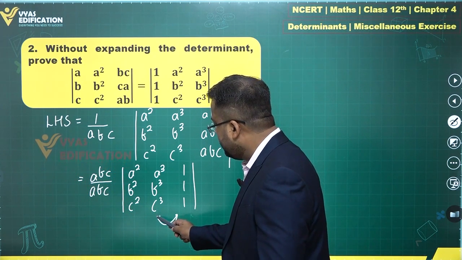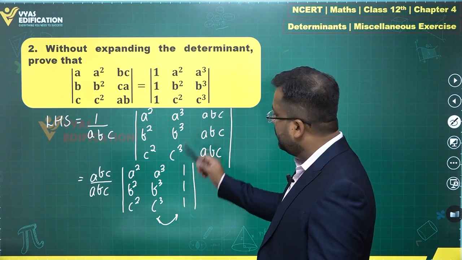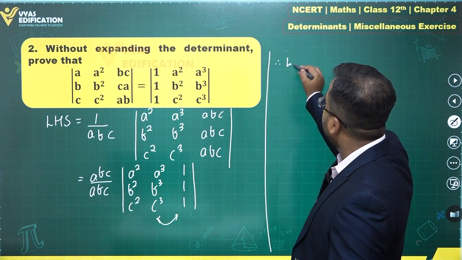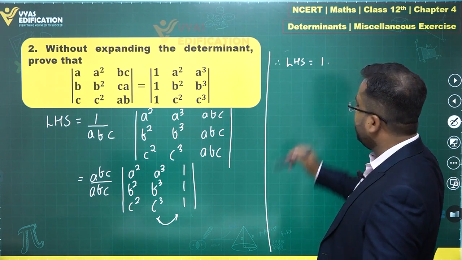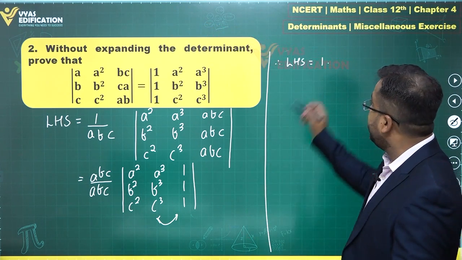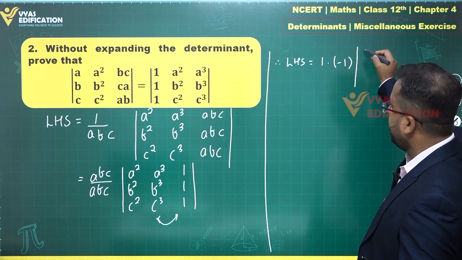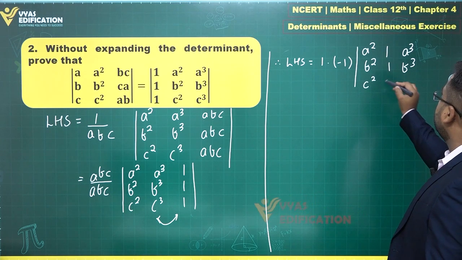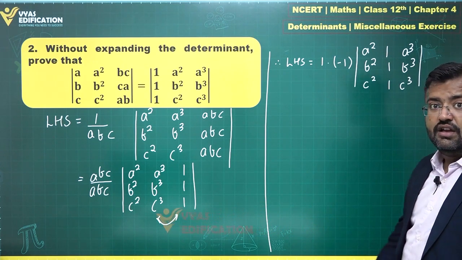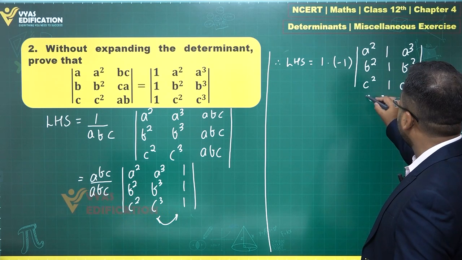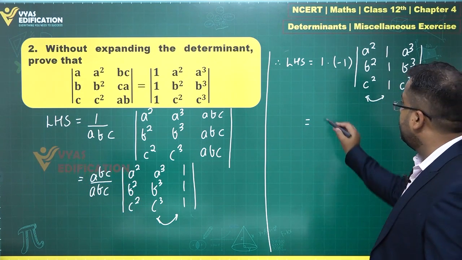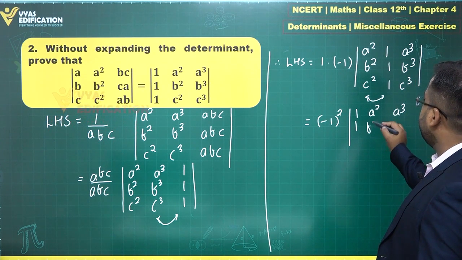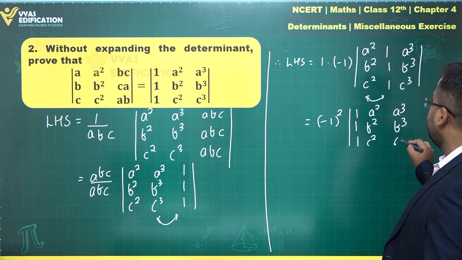Let's bring A cube on the C3, interchanging columns. So for interchanging, what do you get? Therefore, LHS is equal to 1 times, and if you interchange any two columns, you get an extra minus sign. What you get is A square 1 A power 3, B square 1 B power 3, C square 1 C power 3. What next? Let's interchange these two as well, and you'll get an extra minus. So it will become minus 1 square times 1 A square A power 3, 1 B square B power 3, 1 C square C power 3.